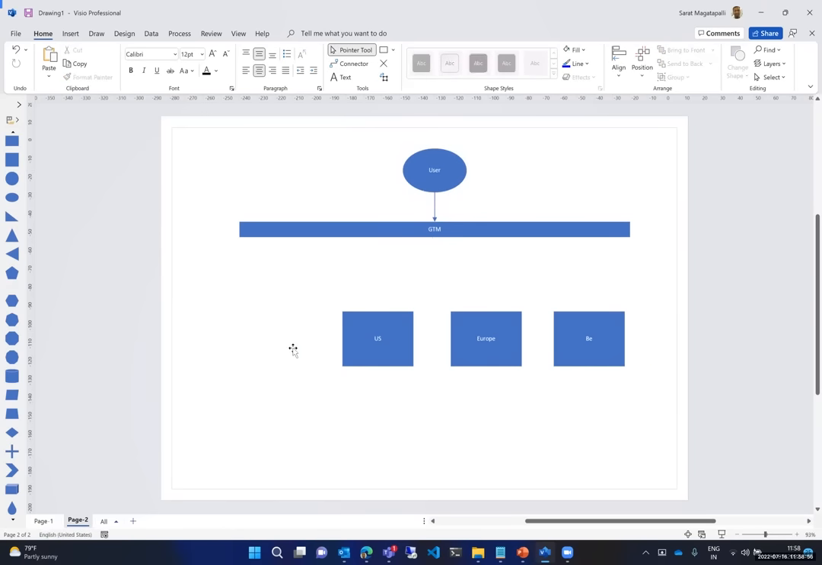If India is down for some reason, what is the nearest data center for us? That is somewhere in Beijing, right? This is the nearest data center for us. So this is how the global traffic manager is managing it.